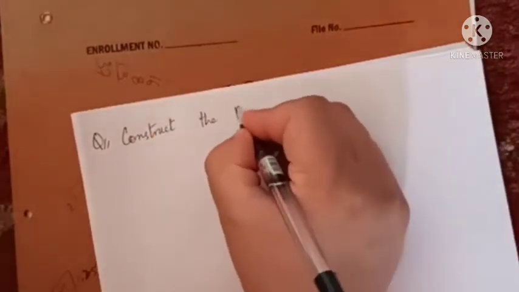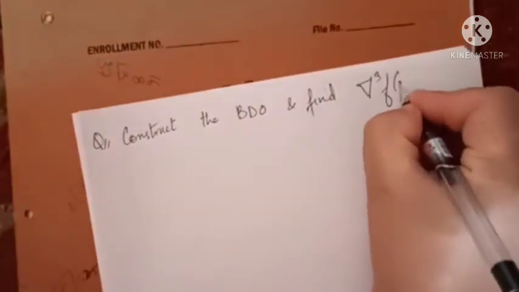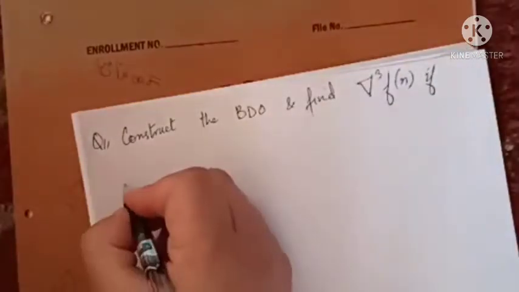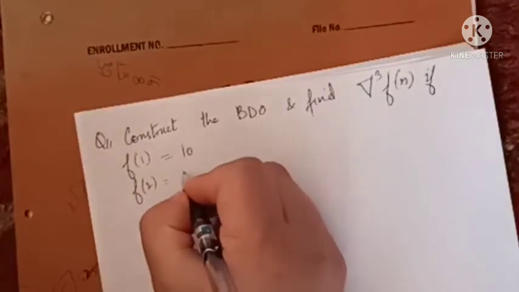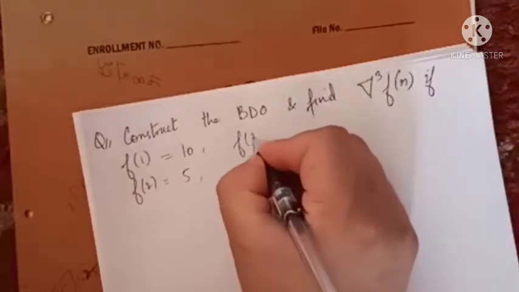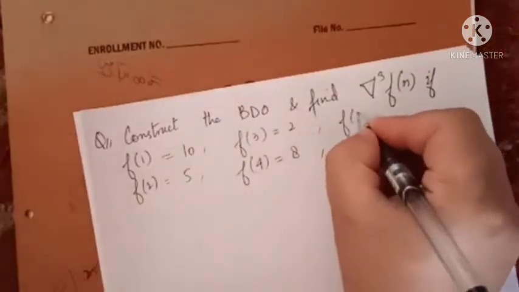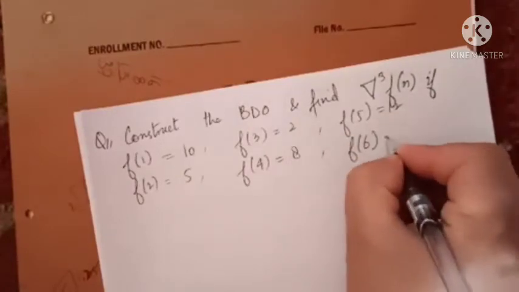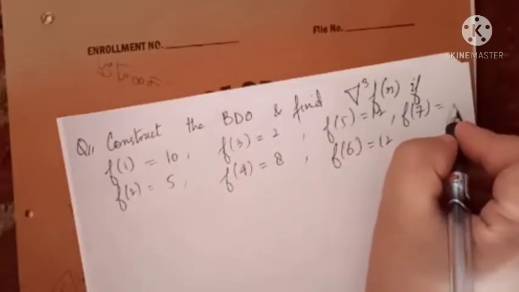Let us do one more question on this so that you will see how we can solve all these questions. Construct the backward difference operator and find delta cube f of n if f of 1 is equal to 10, f of 2 is equal to 5, f of 3 is equal to 2, f of 4 is equal to 8, f of 5 is equal to 12, f of 6 is equal to 12, f of 7 is equal to say 30.